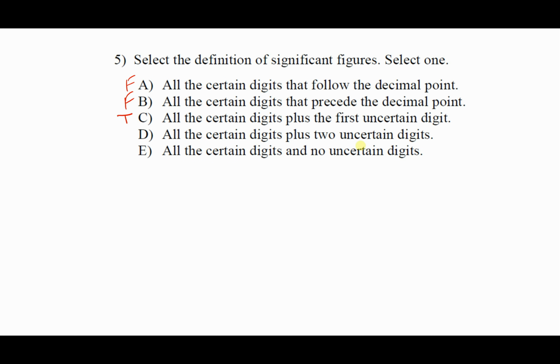D, all the certain digits plus 2 uncertain digits. Okay, I'm going a little overboard with that one. Okay, all the certain digits and no uncertain digits. No, that's not how it works at all. Right, all certain digits plus the first uncertain digit.